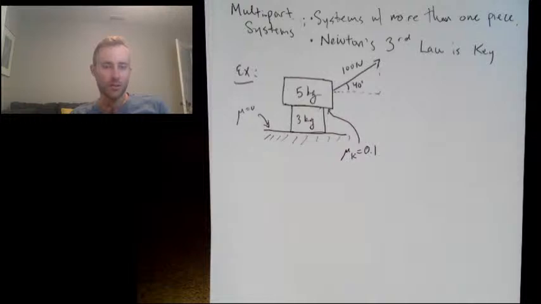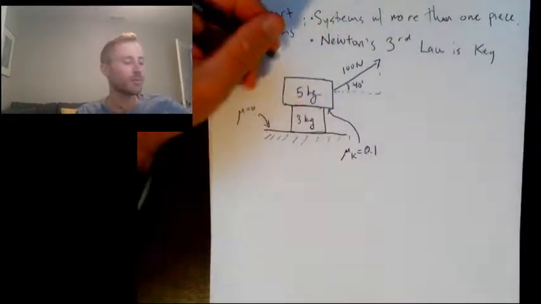Now here's the thing. These 2 blocks are going to have different accelerations. Okay? One block is sliding against the other. They're going to have different accelerations. And so what I want to do is figure out what is the acceleration of each block.